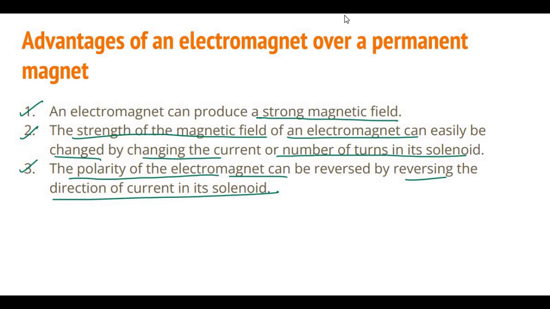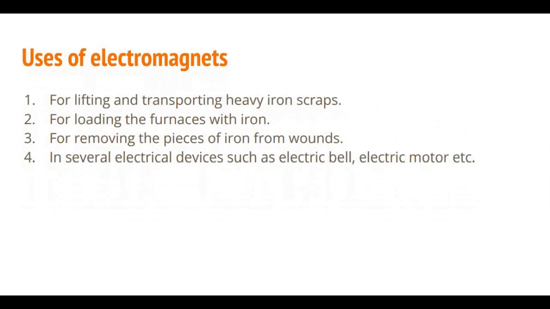So ye jo teen advantages hai, ye teen advantages actually humne abhi abhi padha hai. Now we have just written it as a separate topic ki exam mein ye aa sakta hai ki write three advantages of electromagnet over a permanent magnet. Very easy to understand, very easy points. Uses of electromagnet, very very easy topic.